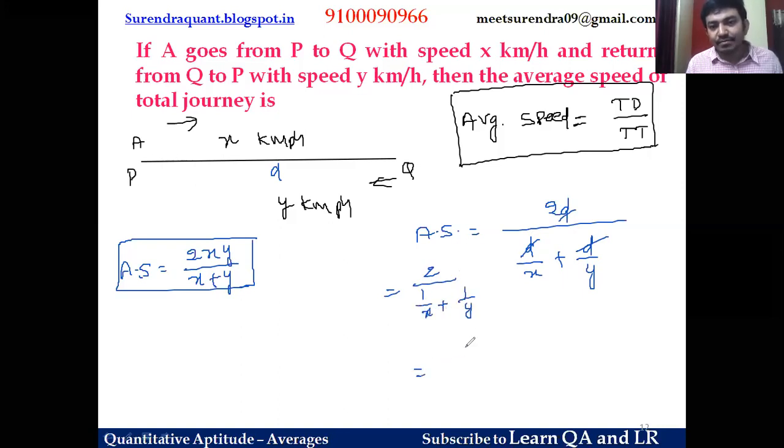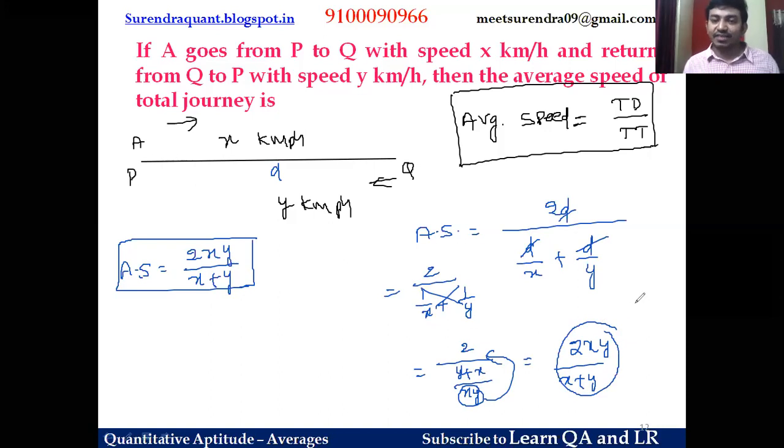If I take the LCM, 2 by xy is the LCM. So this is y and this is x, cross multiplying, y plus x. So guys, when xy comes to the numerator, that is 2xy by x plus y. You can use a similar way of expression for unequal distances as well. That's the reason I discussed the derivation. Okay, next property. Always remember, when the body travels equal distances, average speed is 2xy by x plus y, or 2 into first speed into second speed by first speed plus second speed.